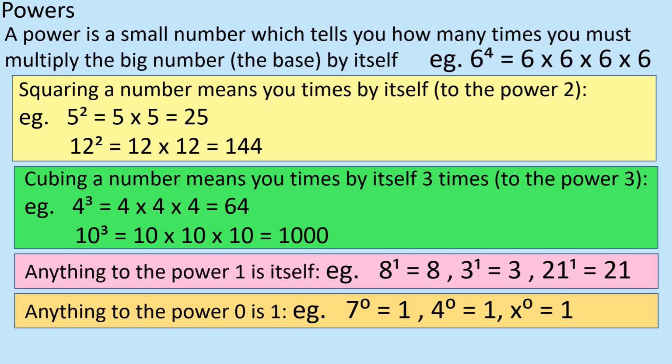And then another very, very important one which you need to be aware of is anything to the power 0 is 1, right? By all means, you can check this with a calculator, but no matter what you put in your calculator, if you put it to the power 0, it will give you 1. So 7 to the power of 0 is 1, 4 to the power of 0 is 1, x to the power of 0 is 1, 2486 to the power of 0 is 1, so everything to the power of 0 is 1, okay?